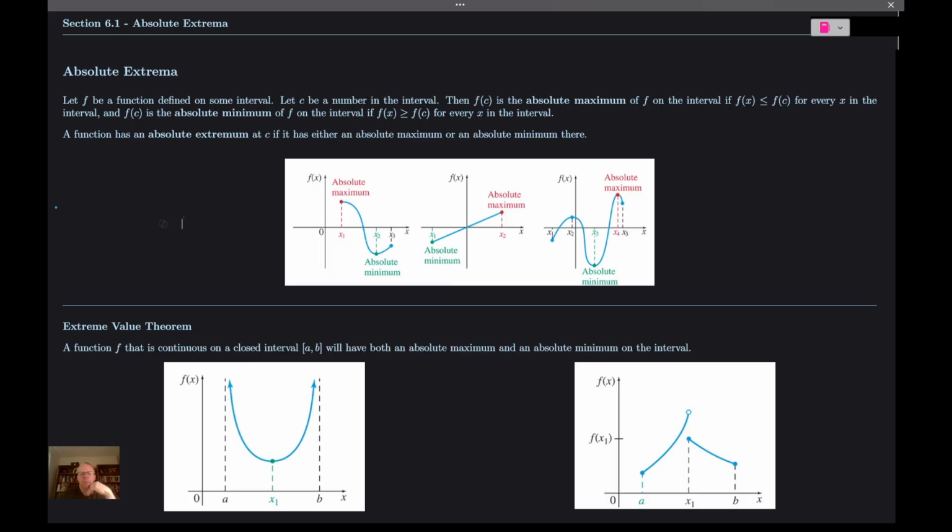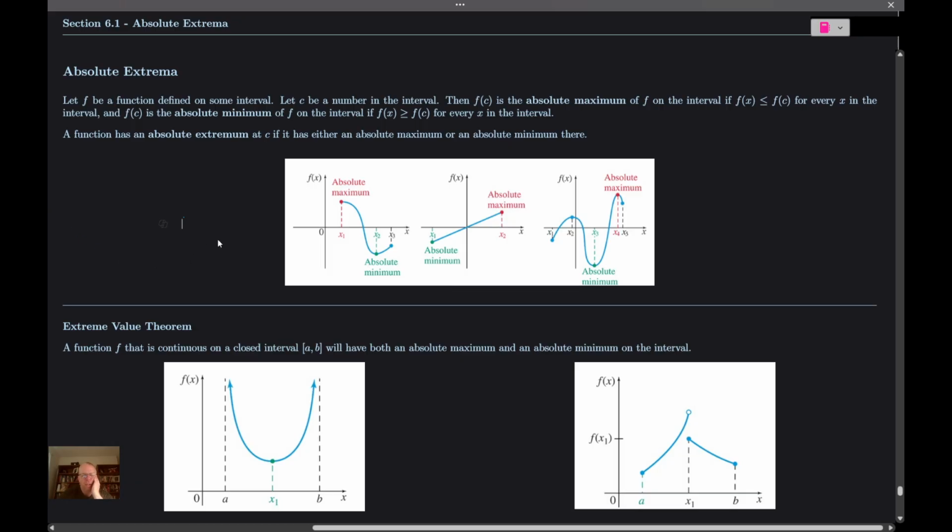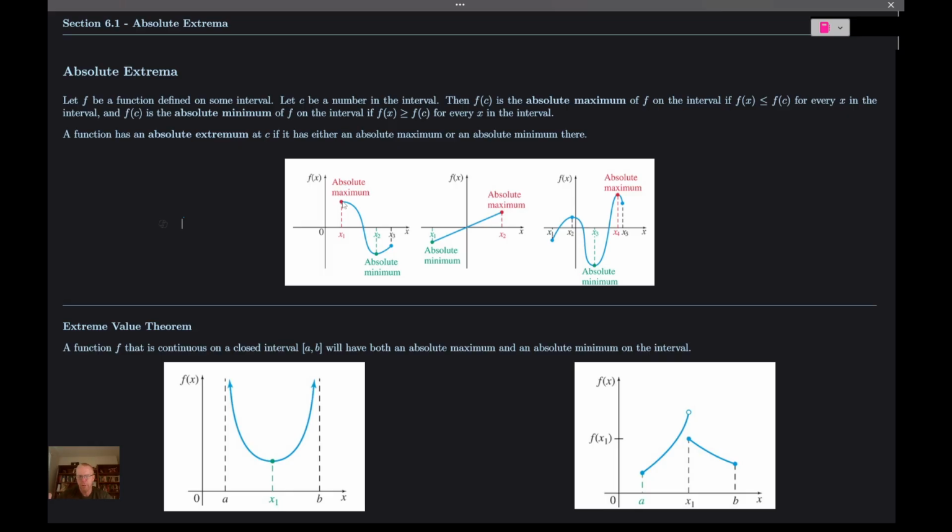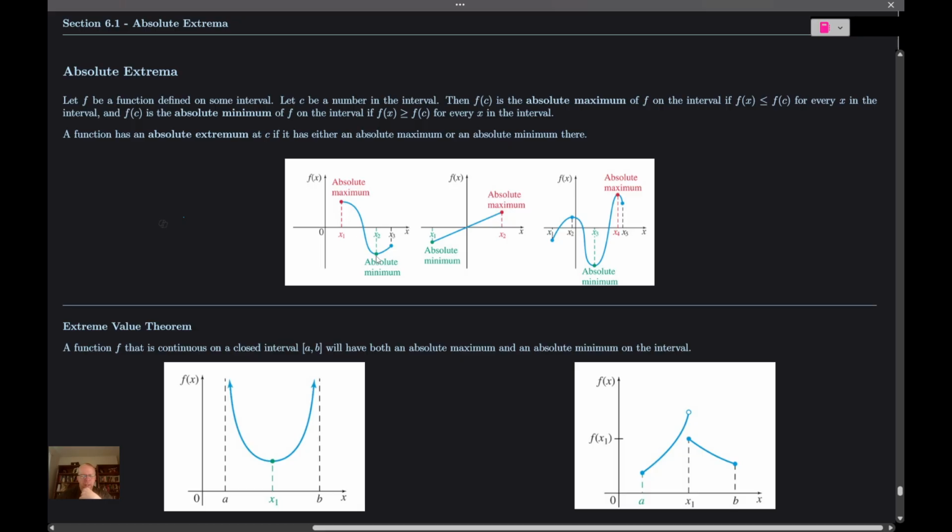So just to illustrate these ideas, we have a couple of pictures here. The absolute maximum again is just the maximum value of the function over the entire domain that you're looking at. It doesn't have to be the entire domain of the function, but it's the domain of interest, I guess you could say. And then here we have the absolute minimum, just a basic linear function.